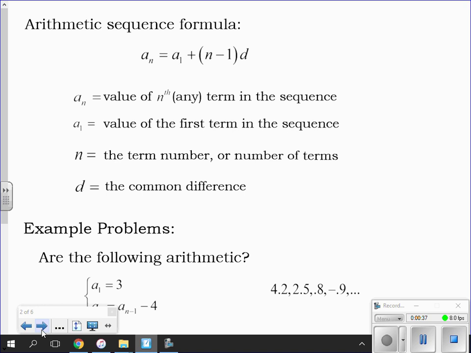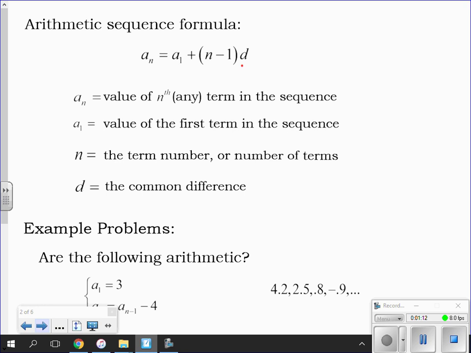So, the arithmetic sequence formula. You need to know this formula; we're going to use it. A sub n, the nth term, is equal to the first term plus n minus 1, the number of terms minus 1, times the difference between each one. So how many times are we going to add the same number to the first number? If I have the 10th term, I'm going to take the first number and add whatever D is, 10 minus 1 or 9 times. That's what I would do to get to the 10th one.